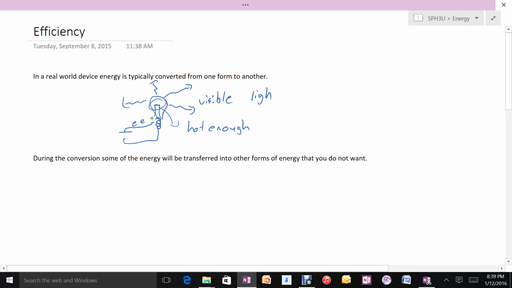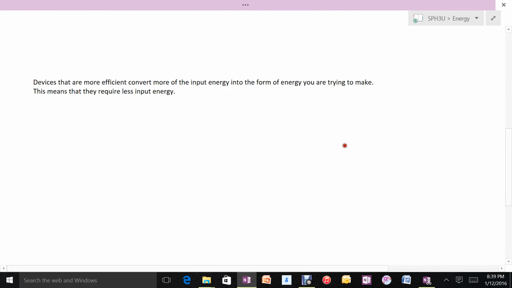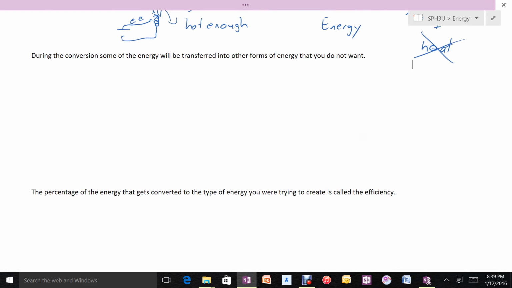And so what that means is that this electrical energy is being converted into two things. It's being converted into light and heat. The light energy was the energy we want. The heat energy is the wasteful energy. The efficiency of this device is defined as the ratio of the useful energy to the input energy, or the percentage of energy that gets converted to the type of energy that you're trying to create.